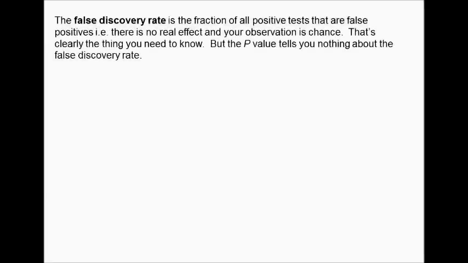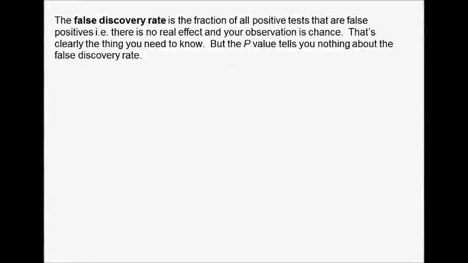So let's go over the definitions. The false discovery rate is the fraction of all positive tests that are false positives. In other words, they're tests that come out as "significant" when the results are all just random variability and there's no real effect. That's what you need to know, and that's what prevents you from making a fool of yourself by claiming that there's a real effect when there isn't one. But the p-value tells you nothing about the false discovery rate.